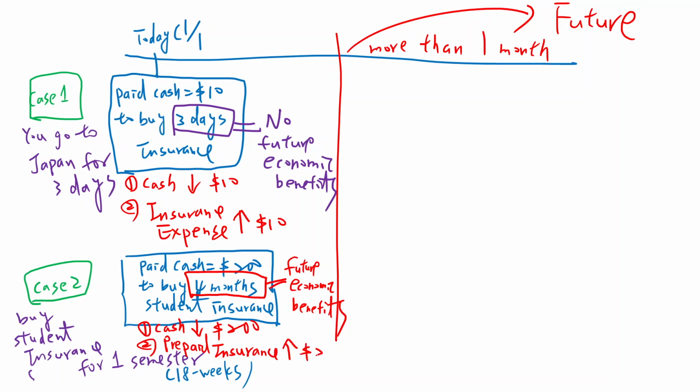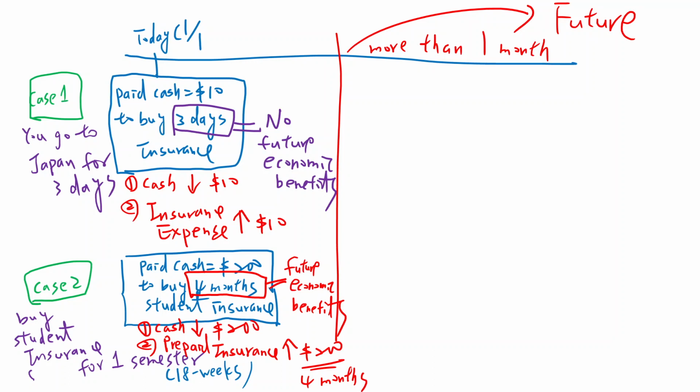Increase 200. That's for 4 months. Okay, any questions? So did you find out you pay the money to get what? Depends on your purpose. Depends on whether you have a future economic benefit. Okay?